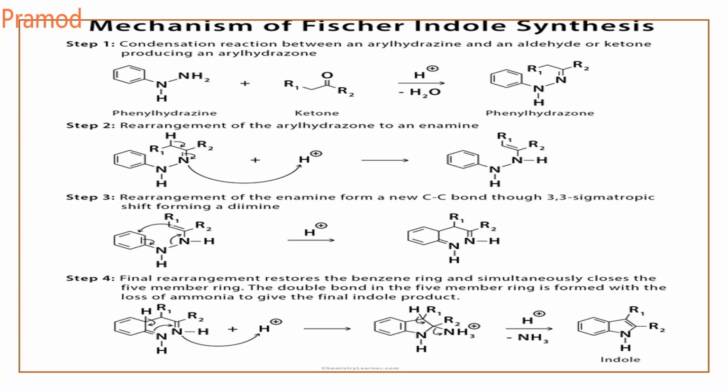If you can see, there are 3 atoms in each system, the carbon system and the carbon-nitrogen system. A new bond is formed and the bond between nitrogen and nitrogen in your hydrazone is broken. So that is why it is known as 3,3 sigmatropic rearrangement. Okay, the formation of a diimine, I-M-I-N-E, because there is a double bond and an NH2.